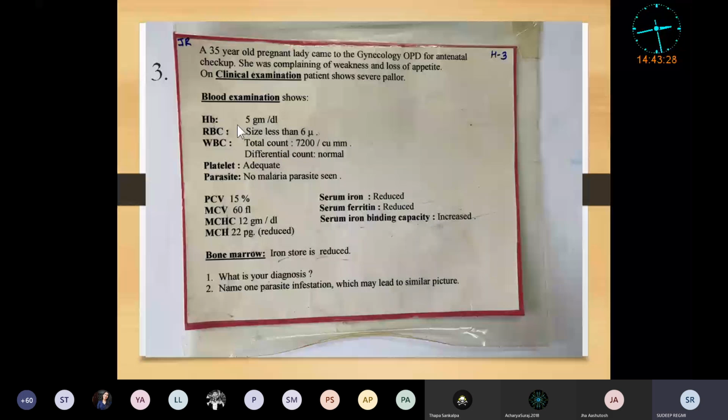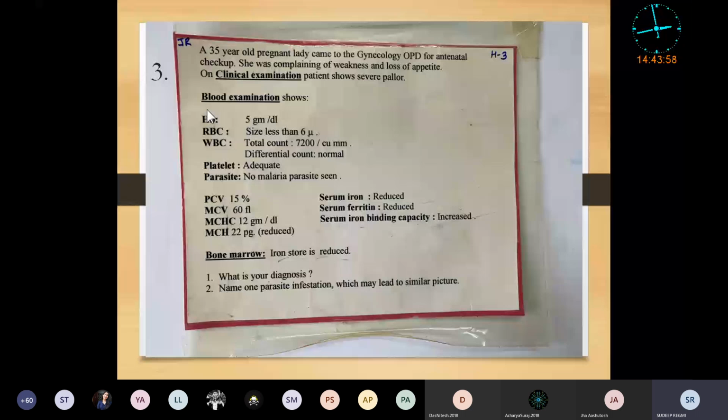So in this 35-year-old female, what is the normal reference range of hemoglobin? 14 to 16. Okay, very good. Then RBCs, the size is less than 6 micrometer. In WBCs, total count is almost normal, differential count normal. Platelets adequate, no malarial parasites seen. So the problem is with hemoglobin and RBC.